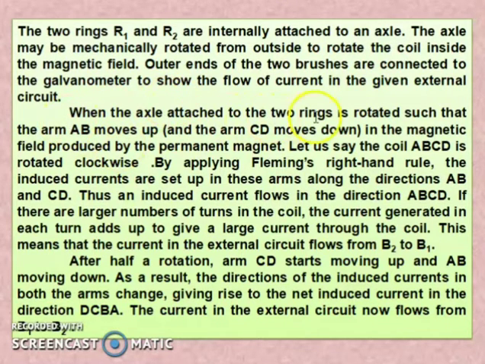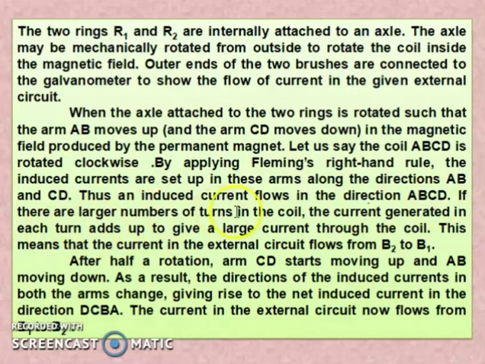When the axle attached to the two rings is rotated such that the arm AB moves up and the arm CD moves downward in the magnetic field produced by the permanent magnet, let us say that the coil ABCD rotates in a clockwise direction. By applying Fleming's right hand rule, the induced currents are set up in the arms along the directions AB and CD. Thus, the induced current flows in the direction A, B, C, D.